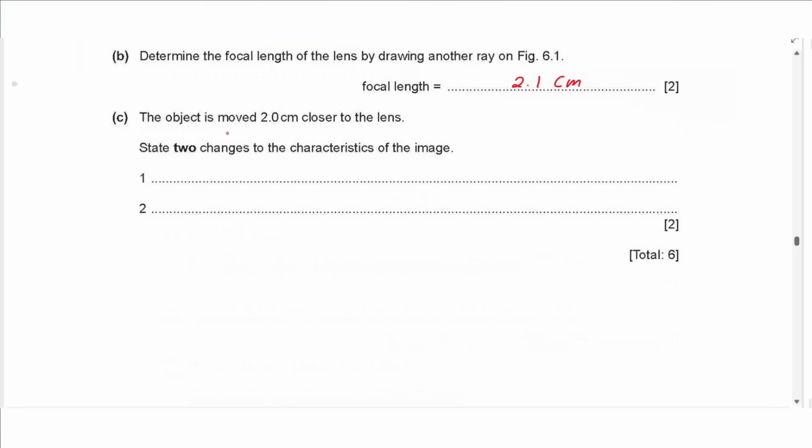Part C says the object is moved 2 centimeters closer to the lens, and the focal length was already 2 centimeters. So now the object is between the focal point and the lens. In this position, the image will be virtual, upright, and magnified. So it's used as a magnifying glass. State 2 changes to the characteristics of the image. It will be virtual and upright, since the image was already magnified in the question. So it will not be a change that the image is now also magnified. So we just write virtual and upright.